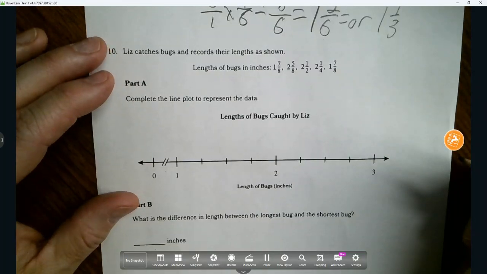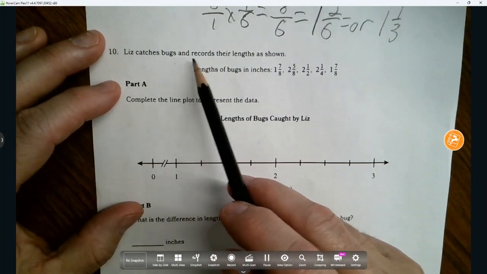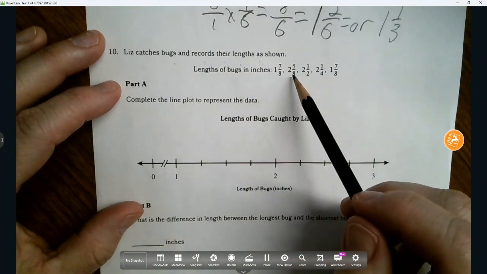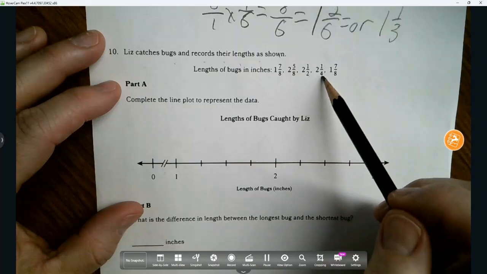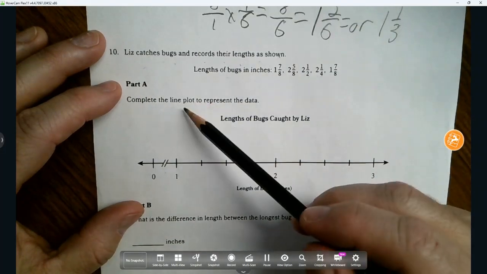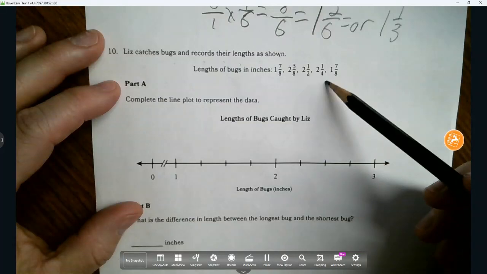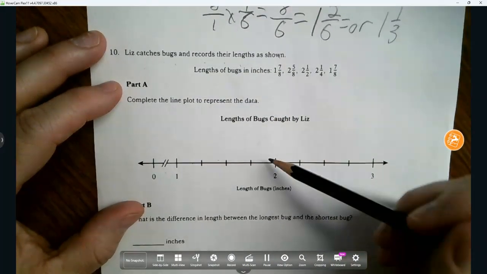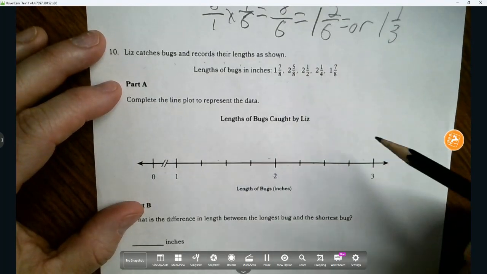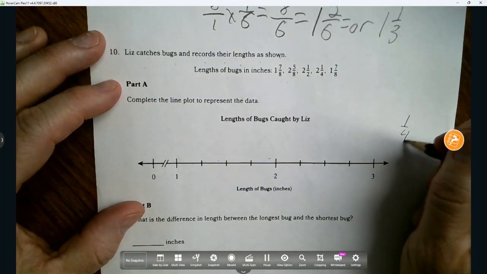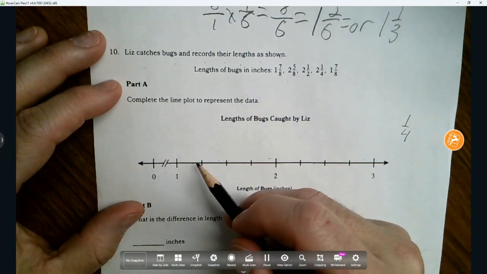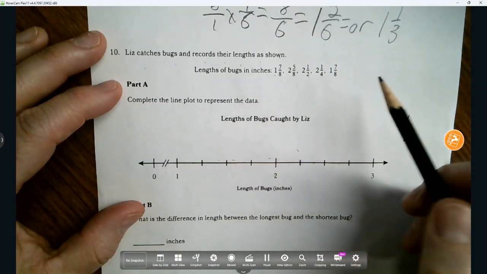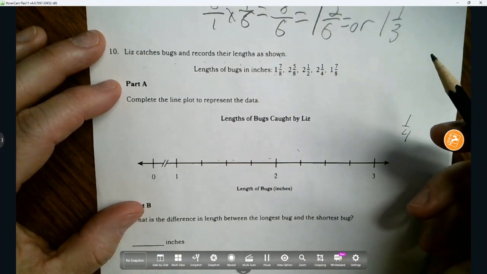All right. Number 10. Liz catches bugs and records their lengths as shown. So length of the bugs, we have 1 7/8, 2 5/8, 2 1/2, 2 1/4, 1 7/8. So complete the line plot to represent the data. So you need to put these numbers on here. And look at 1 to 2, 1, 2, 3, 4, 2 to 3, 1, 2, 3, 4. So all of these are in fourths. Each one is a fourth. And everything's bigger than 1, but smaller than 3.